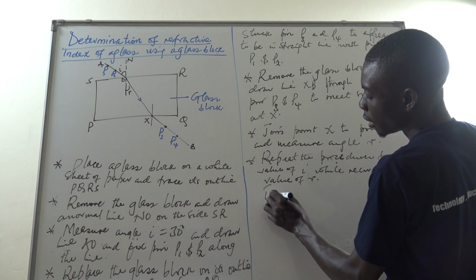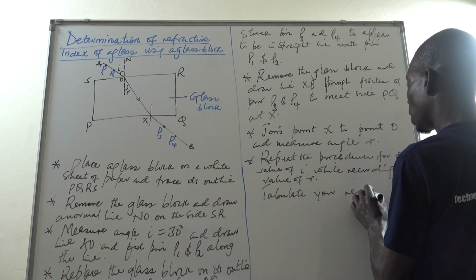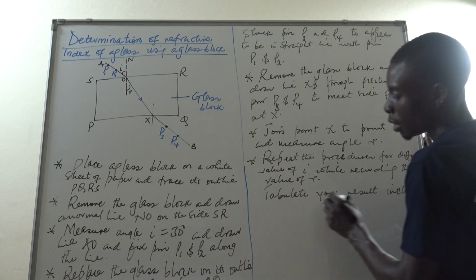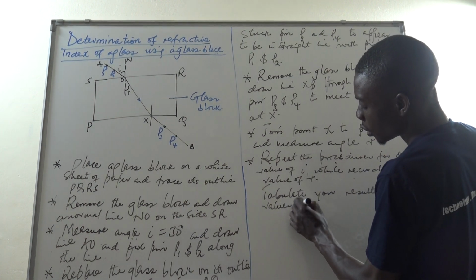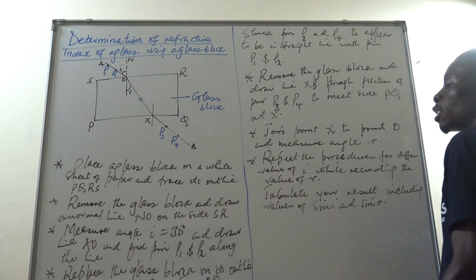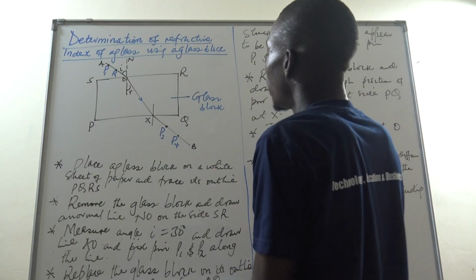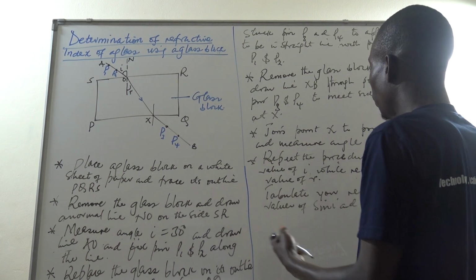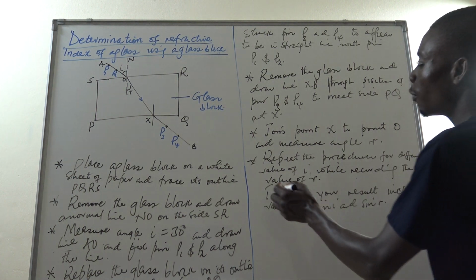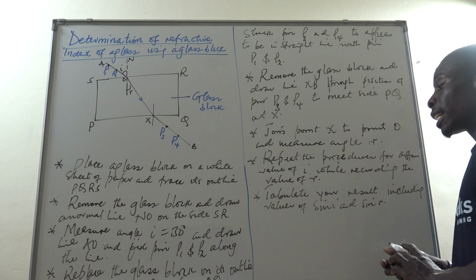And then you can tabulate your results, including values of sin I and sin R. So after varying I and getting R following the procedure, record those values. Repeat for different values, recording the values of I and R. And then after that, tabulate your results, including sin I and sin R.